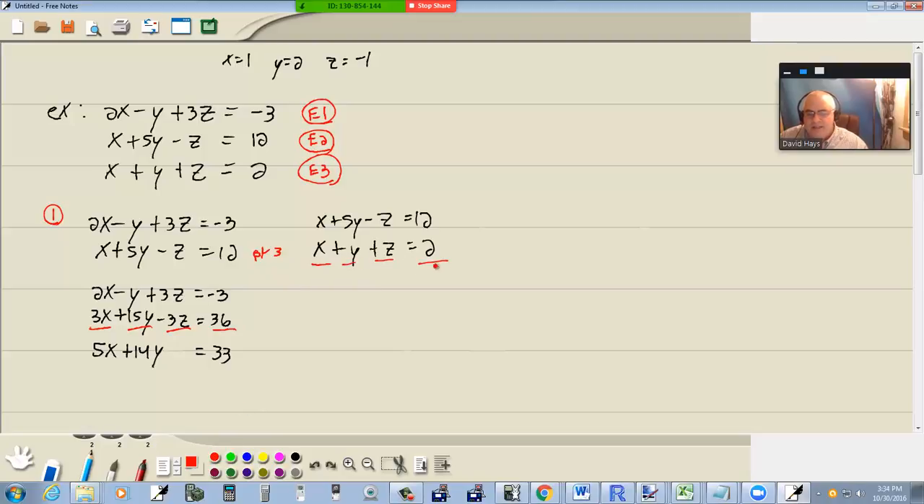Now I also want to add these two together. x plus x is 2x. 5y plus y is 6y. Negative z plus z cancels. 12 plus 2 is 14.